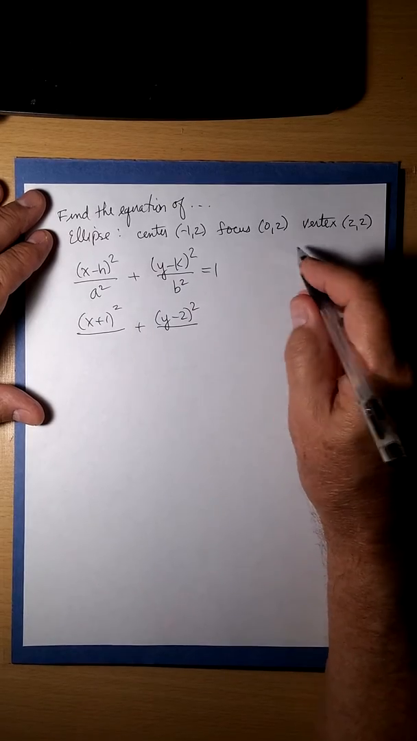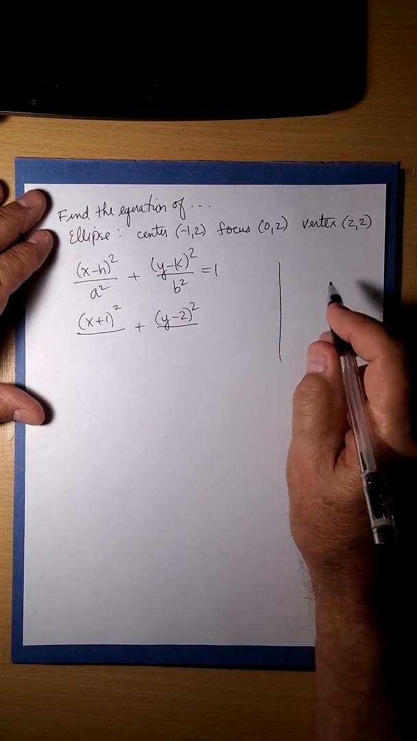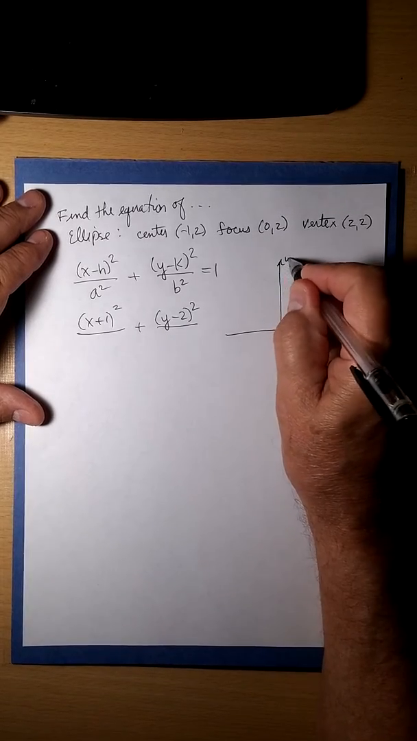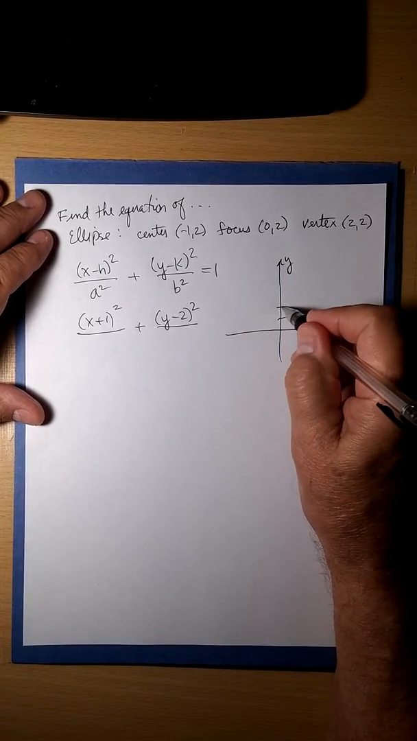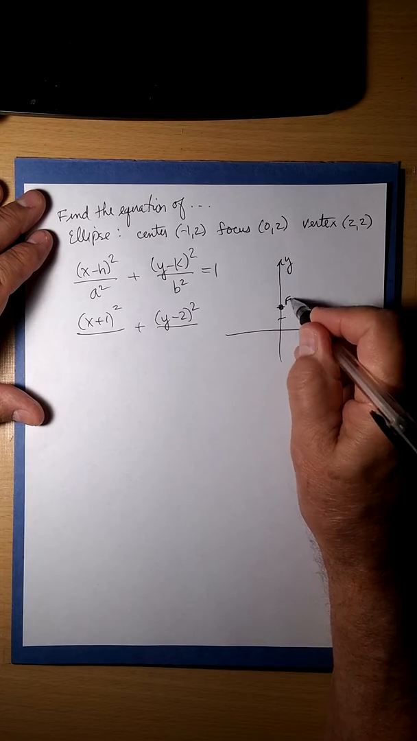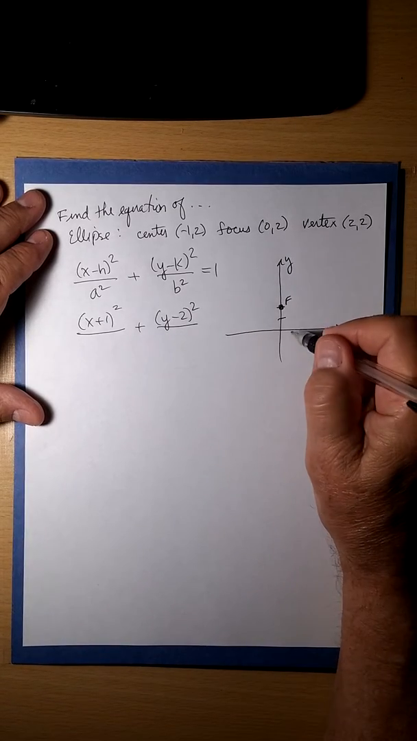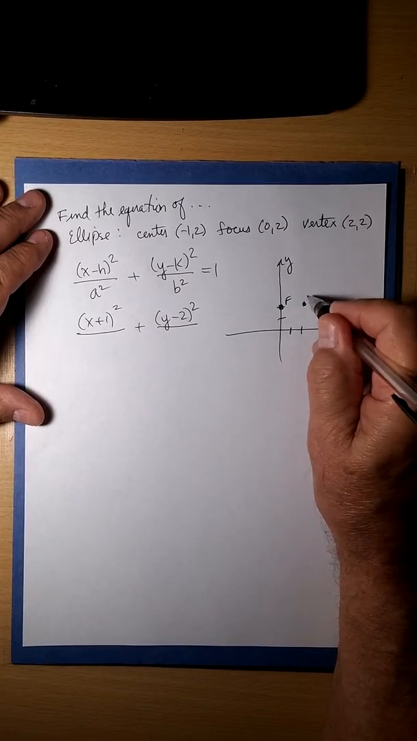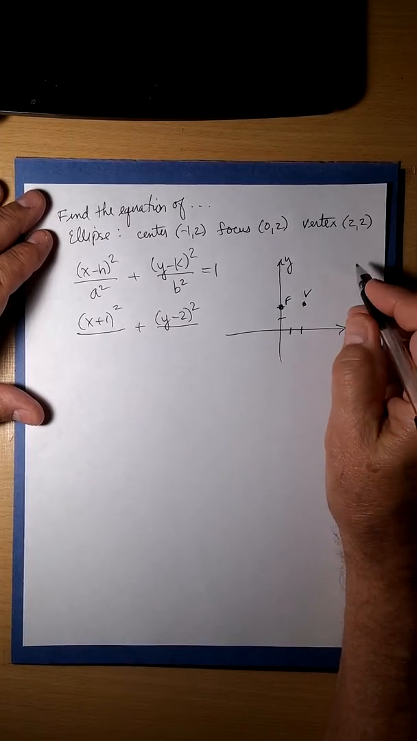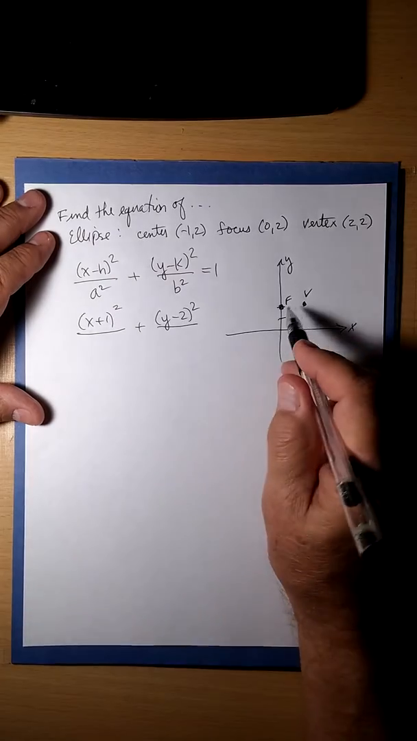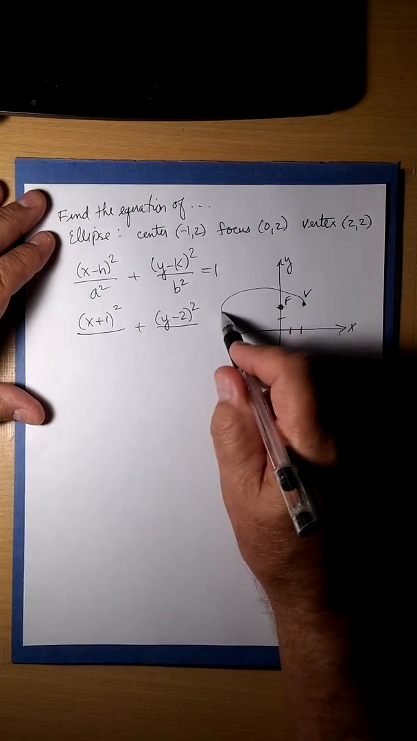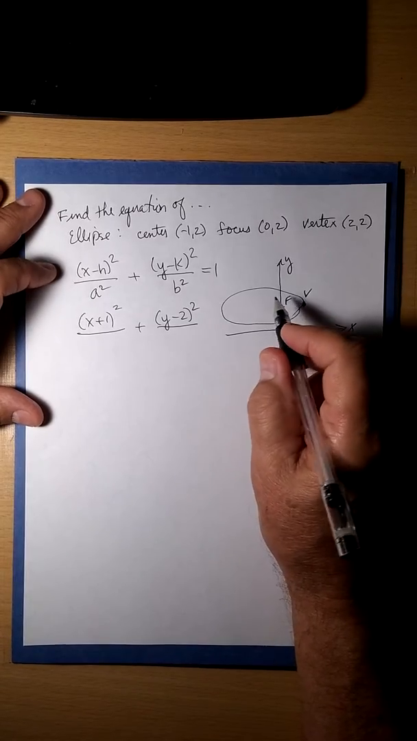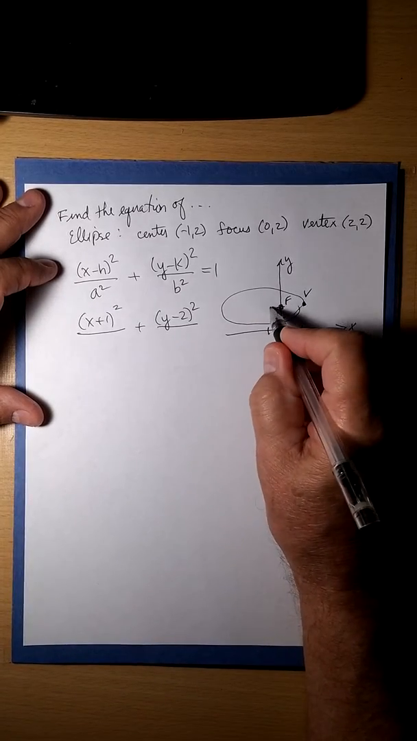Okay. So let's plot something here. x and y at (0, 2) is a focus. There's a vertex at (2, 2). Well, remember, if this is an ellipse, the focus is always inside. And it's got to do something like this, right? We also know the center is at (-1, 2).